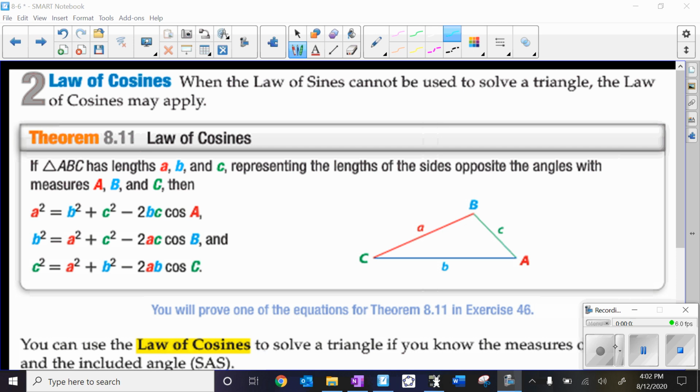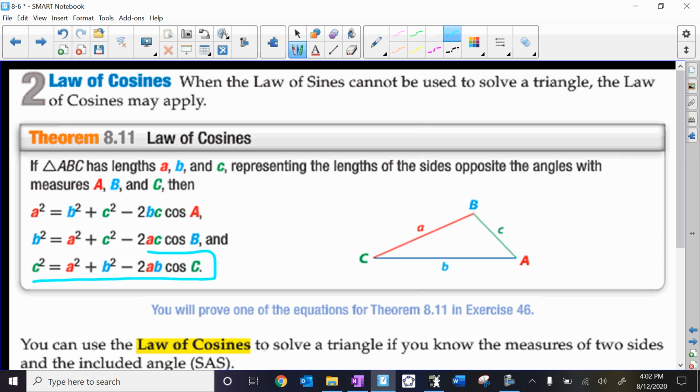We are now going to look at the law of cosines. The law of cosines is really used when the law of sines doesn't work. So first off, the law of cosines, all three of these mean the exact same thing. I like the bottom one the best, just because when I see c squared equals a squared plus b squared, that looks like the Pythagorean theorem, and then minus 2ab cosine of c.